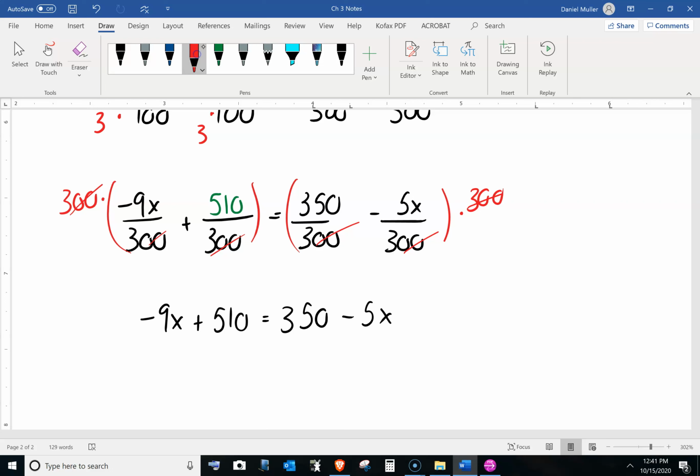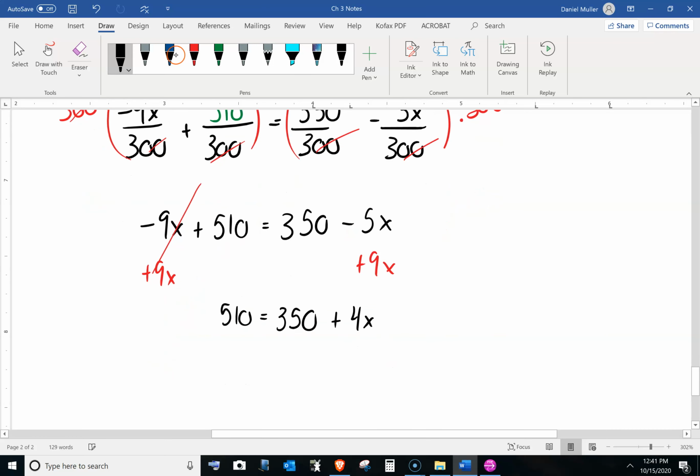So I'm going to move the smaller or more negative. Well, the more negative is the 9 here. So I'll add the 9x over to the right-hand side. So I have 510 equals 350 plus 4x. And here I can subtract 350. Subtract 350.